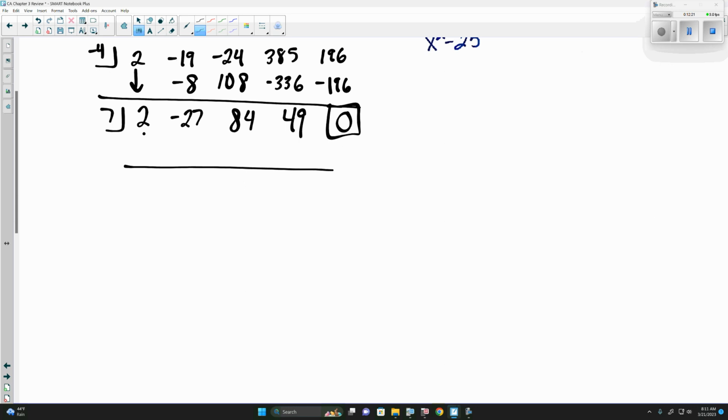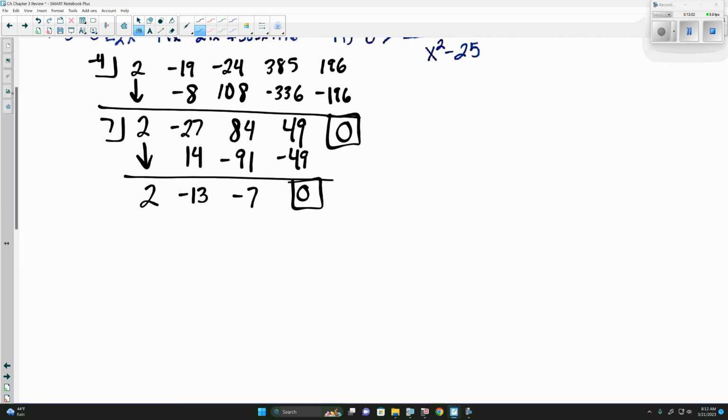Let's use 7 to take it from a degree 3 to a degree 2. 7 times 2 is 14. -27 plus 14 is -13. 7 times -13 is going to be -91. 84 minus 91 is -7. And -7 times 7 is going to be -49. And doing some of these calculations, especially in the calculator, can sometimes be helpful, especially like the first one where we get these big numbers, to make it a little bit easier to work with.